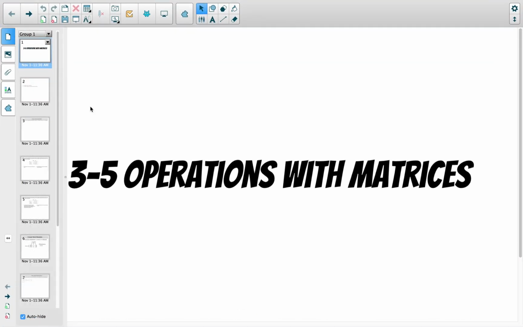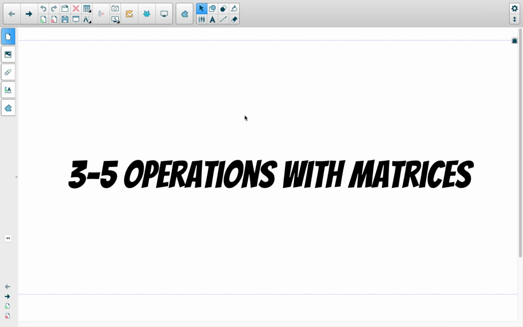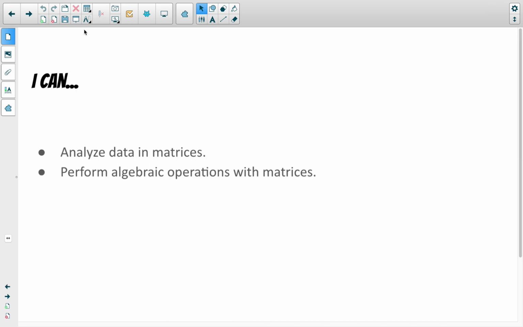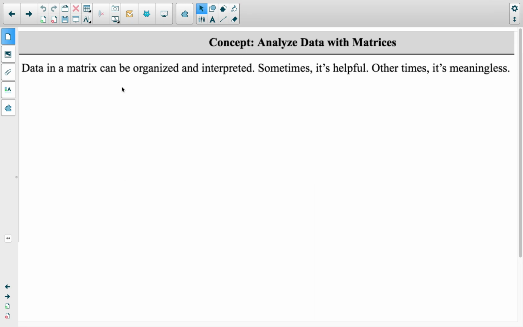All right, this is 3.5, operations with matrices. Follow along with me on page 12 of your notes packets. All right, we'll be able to analyze data in matrices and perform algebraic operations with matrices.